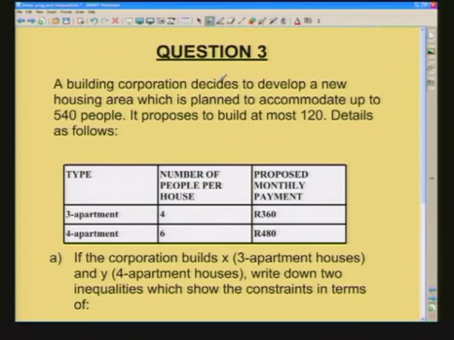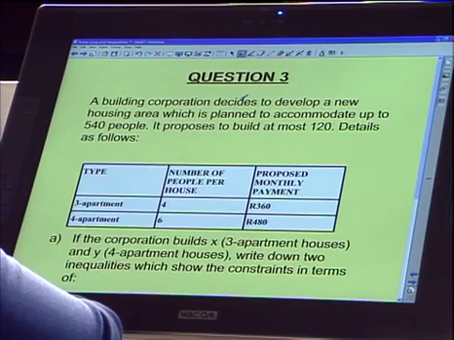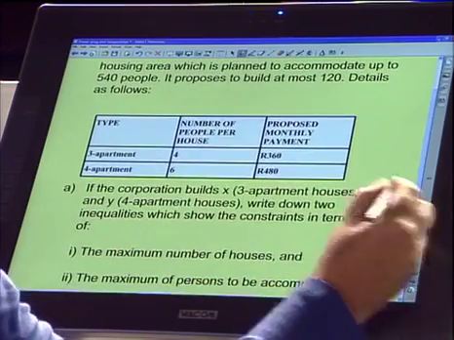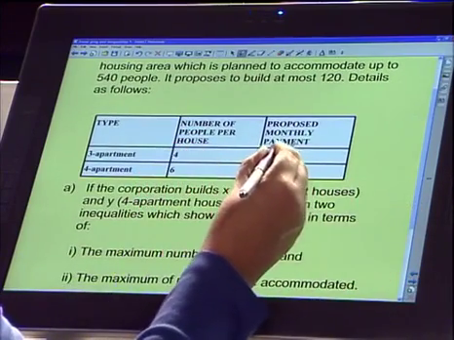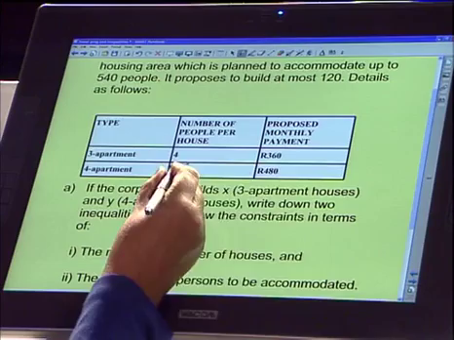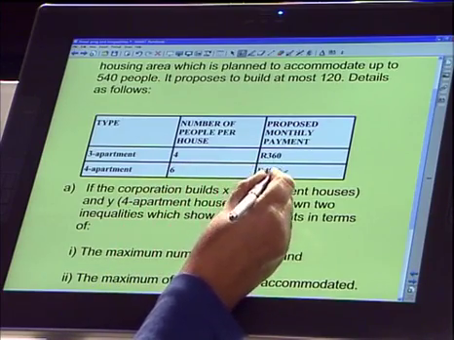It proposes to build at most. Now, this is not natural language for us. We don't normally walk around saying at most and at least. But at most means not more than, less than. So it proposes to build at most 120. So there can be up to 120, but no more than that. 121 can't be. Details are as follows. In a 3-apartment, the number of people per house is 4, and the monthly payment is 360 Rand. In a 4-apartment, 6 people will live, and the monthly repayment will be 480 Rand.